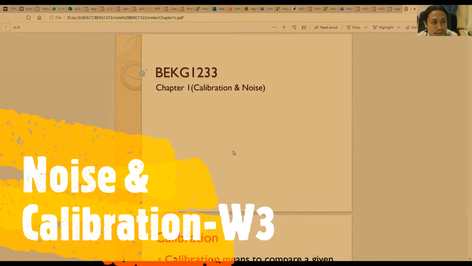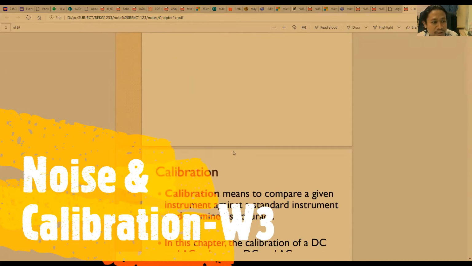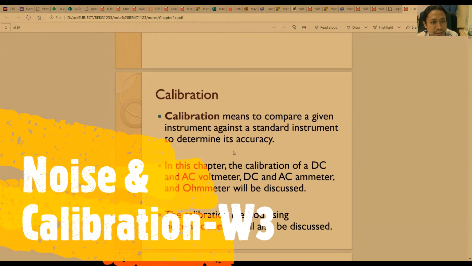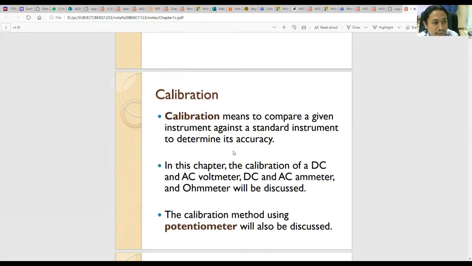So let's continue our chapter 1, part 3. This is calibration and noise. So first is the calibration. For this topic, I just focus on the surface for the calibration. What is the definition of calibration? And also the noise. Calibration means to compare a given instrument against a standard instrument to determine its accuracy. That is the calibration.